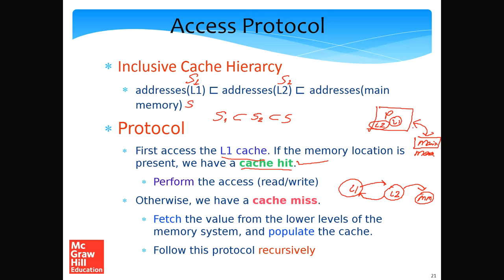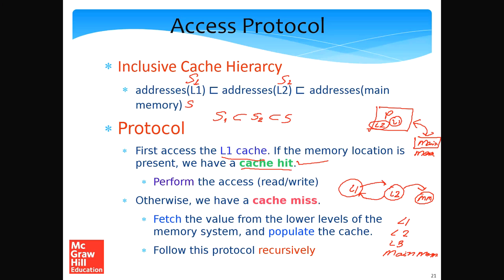If we have a cache miss, we need to fetch the value from the lower levels of the memory system and populate the cache. And this can be followed recursively, which means if L2 does not have it, it can send the request to main memory. And main memory will always have the data, that's the assumption we have been making. We need not have just two levels. We can have L1, then L2, then L3. A lot of large processors have an L3 as well, and then they have a main memory. Some processors also have an L4, but L4 is very, very rare. L1, L2, L3 is common, or just L1, L2 and main memory is also common.